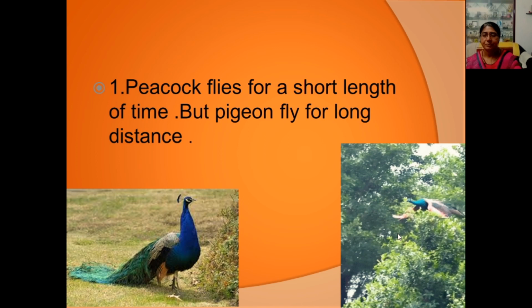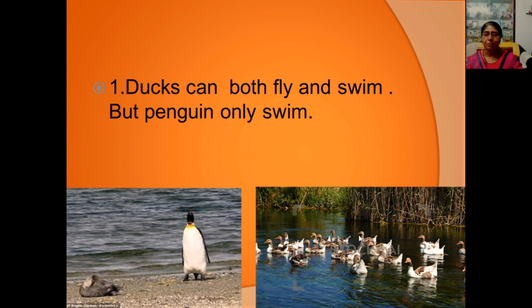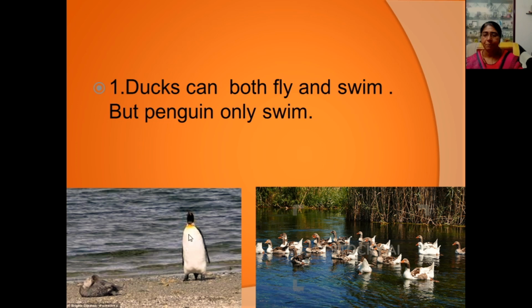Another example, ducks can both fly and swim. Look at this picture. There are a number of ducks you can see. They move, they can fly and they can swim also. But penguin can only swim. You see the color of the penguin? White and dark in color.